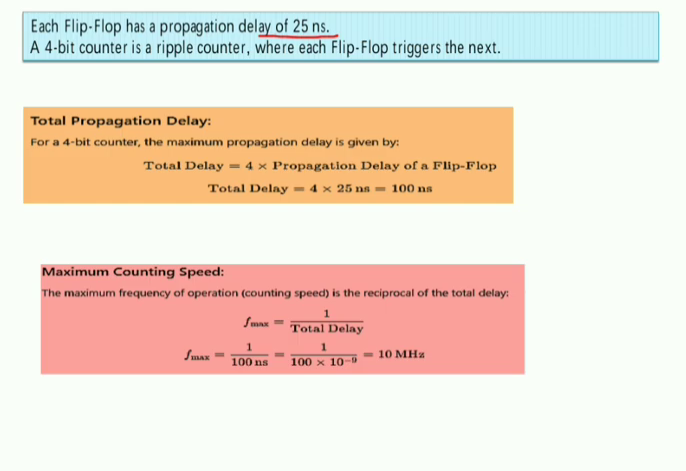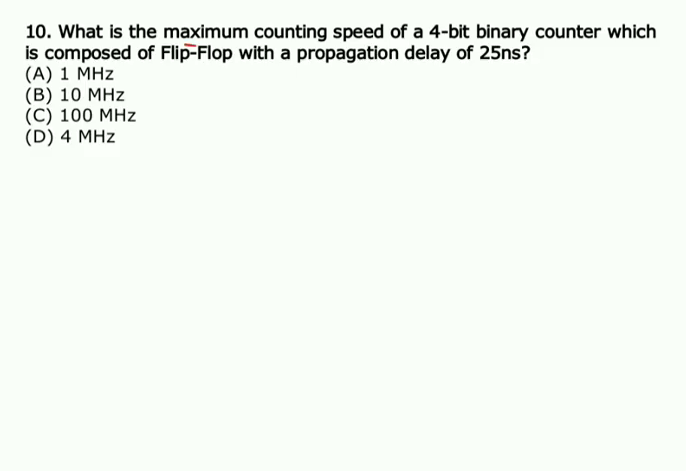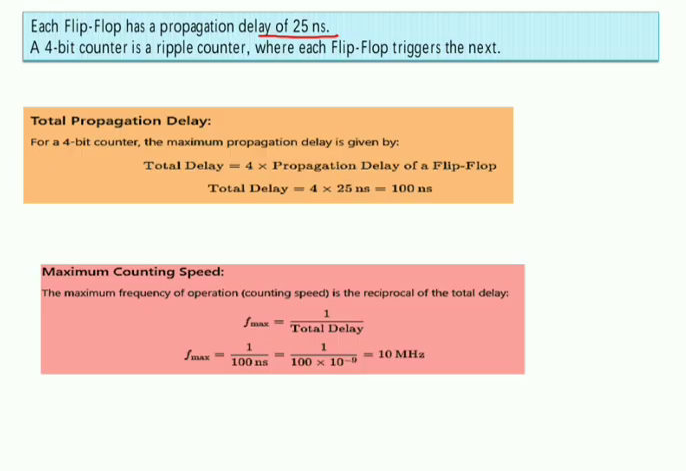And we need to find out the maximum counting speed here. To find the maximum counting speed, we have the formula Fmax equals 1 by total delay. So what is the total delay that we obtained here? 1 by 100 nanoseconds. So we can write the nanoseconds as 10 power minus 9 seconds. So we are converting nanoseconds into seconds. That is 1 by 100 into 10 power minus 9 seconds.